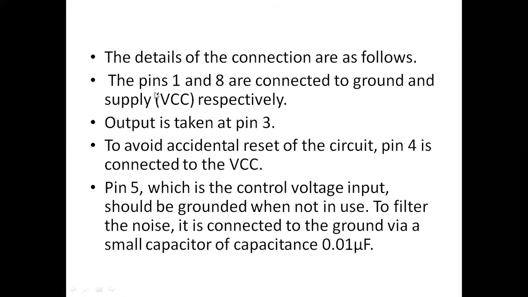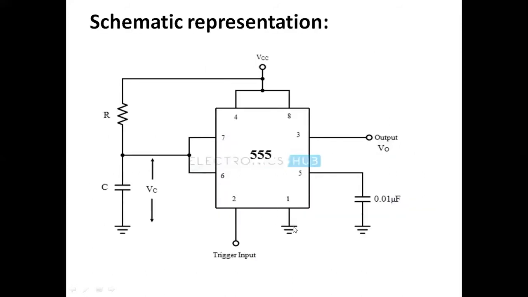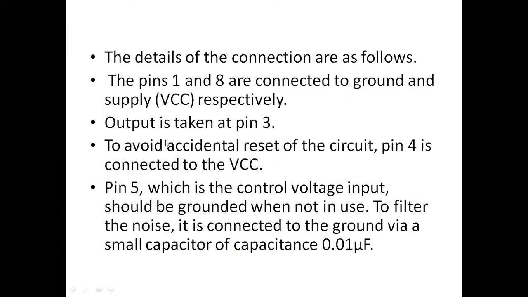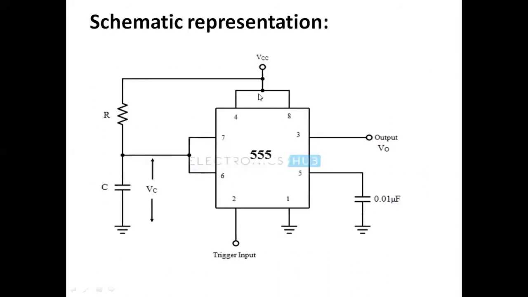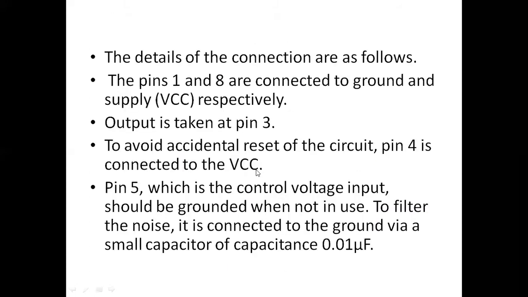Here we have the details of connections. Pin 1 is connected to ground and pin 8 is connected to the supply voltage, that is the DC supply voltage. Next, output is taken at pin 3, and to avoid false triggering, to avoid accidental reset of the circuit, pin 4 is connected to VCC. So pin 4 is connected to the supply voltage VCC in order to eliminate the false trigger.